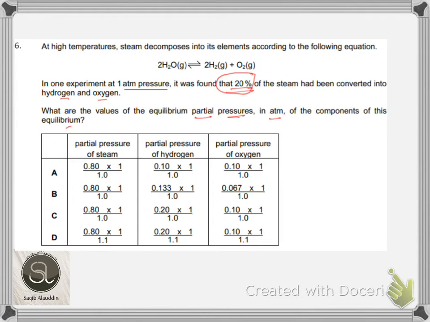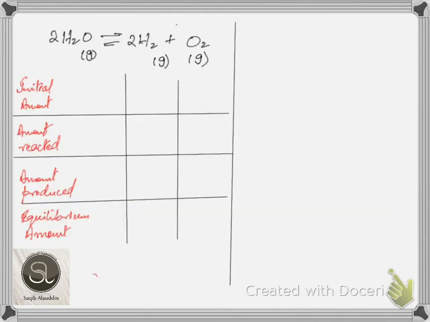Now, first, what I need to do in this question is find the moles at equilibrium. I need to find the moles of H2O at equilibrium, the moles of H2 at equilibrium and of O2 at equilibrium. Then only I'll be able to determine the partial pressures. Now this statement is very important, that 20% of steam has been converted. See what is happening here. I've made a table where this is the initial amount, this is the amount reacted, this is the amount produced, and what is most important is the equilibrium amount.